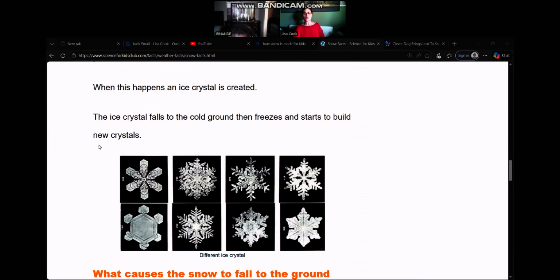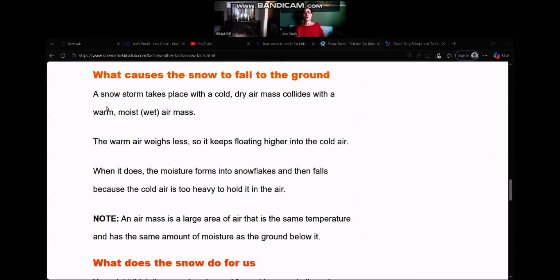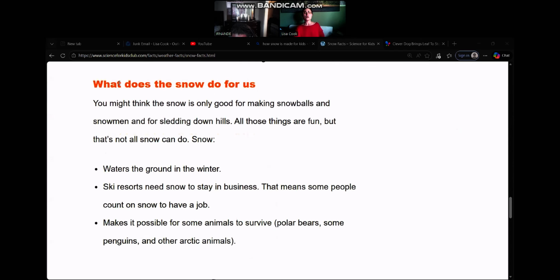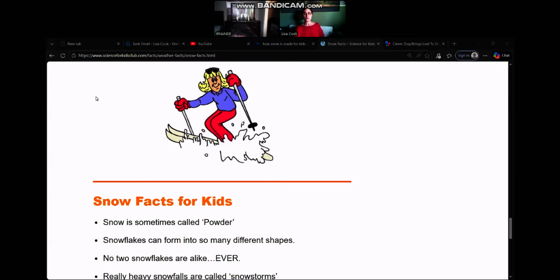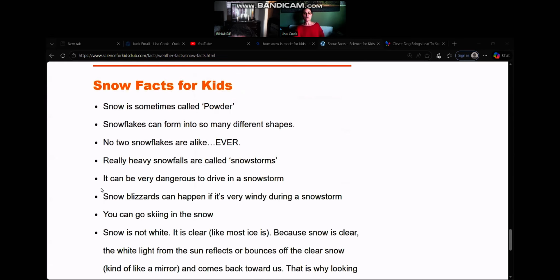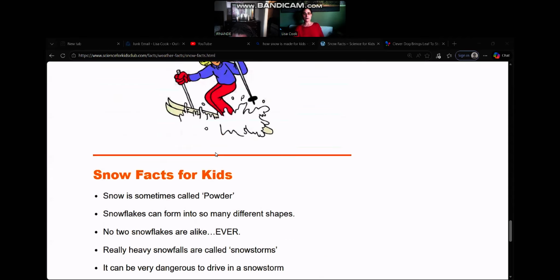So you can talk about how it's made, what causes snow to fall, and what does it do? You look, you have one, two, three. There's your bullet points for what there. You can even include some of the facts in there.